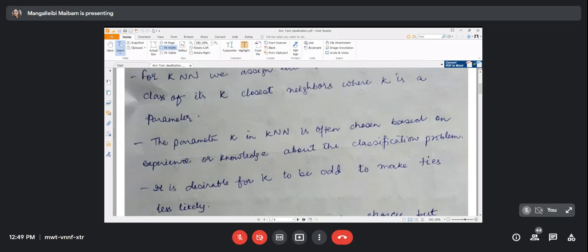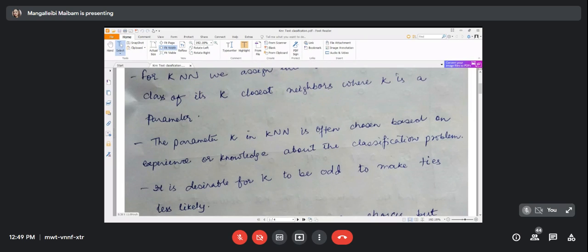So now about this letter K, normally we use odd numbers. Suppose K equal to 3, K equal to 5, K equal to 7, like this, instead of taking even numbers. So the parameter K in KNN is often chosen based on experience or knowledge about the classification problem, and also it is desirable for K to be odd, to make ties less likely.